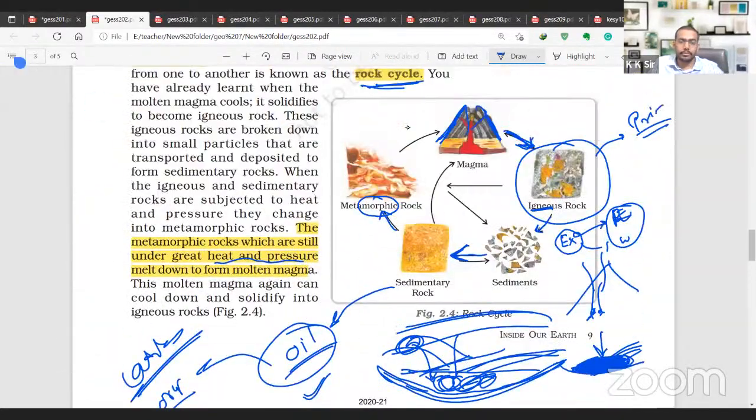तो हमने ये देखा. So from sedimentary we come to metamorphic rocks. Now these metamorphic rocks, if they are under extreme pressure and heat, they will be under the earth.